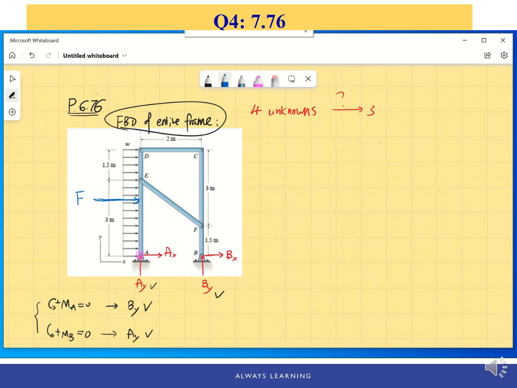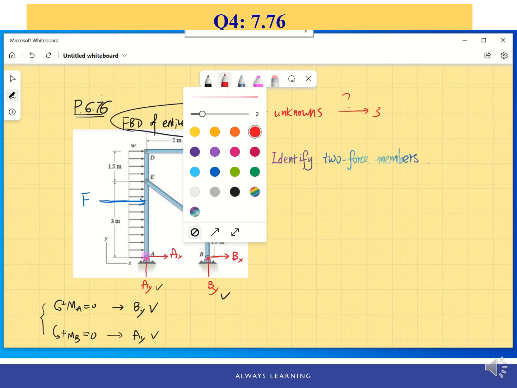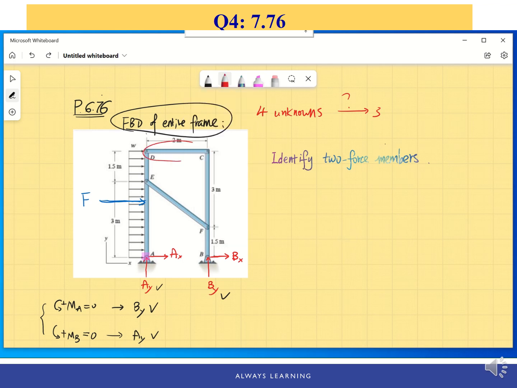Alright, so how do we find another free body diagram? Now here comes another important point about frames and machines. We said a very important step when you solve a frame and machine problem is to identify two force members. In this problem, we actually have two force members. One is member CD, one is member EF.